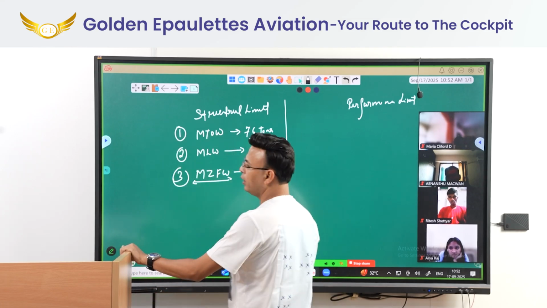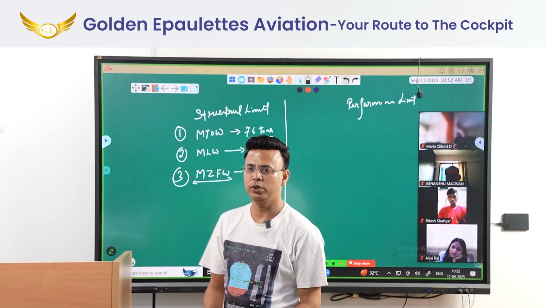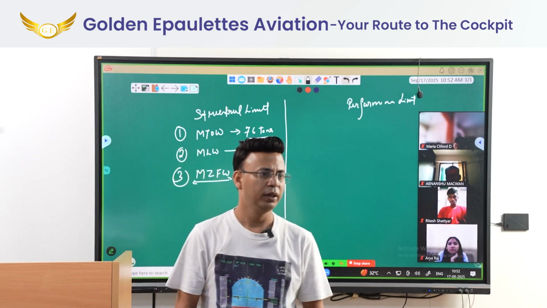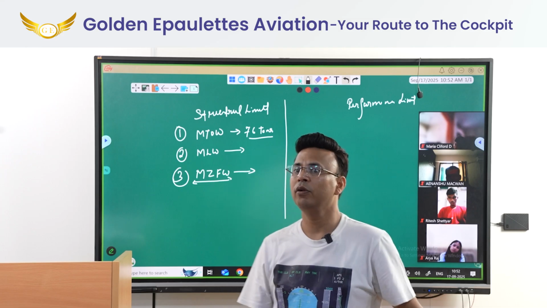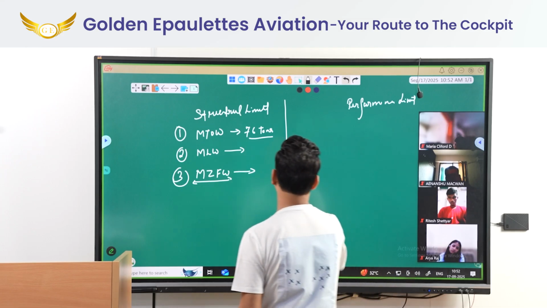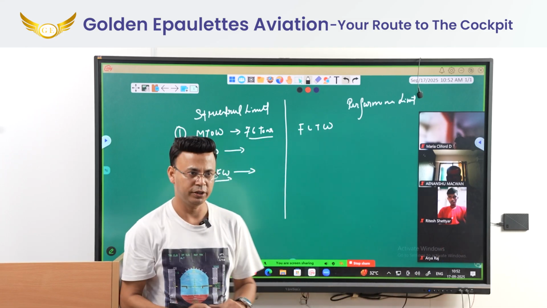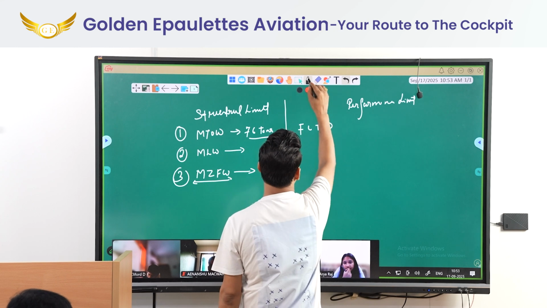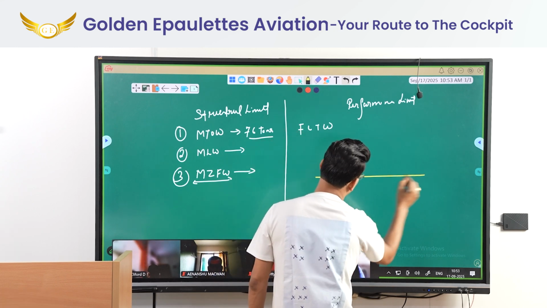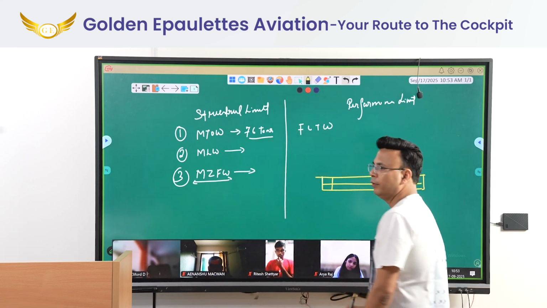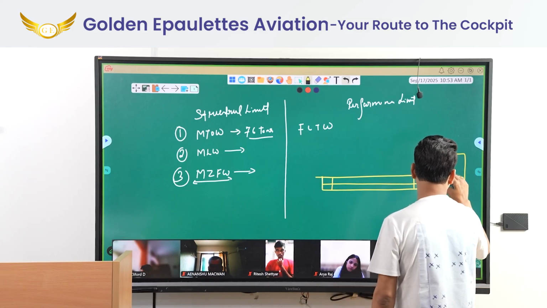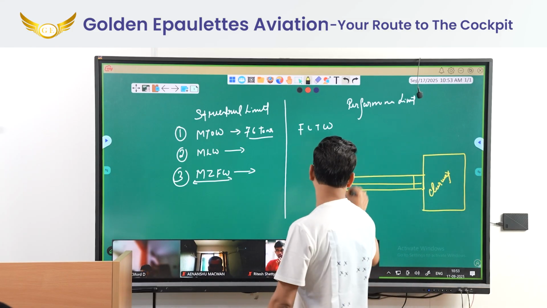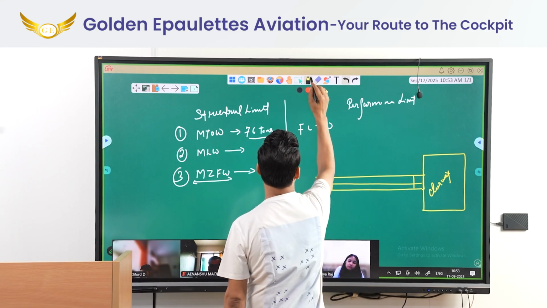Apart from that, other limits which are imposed on the weight of the aircraft are called performance limits. One is called field limiting takeoff weight. So now what is this? Be careful, okay? Let's say this is your runway. Have you heard about something called clearway? So there is a runway and your clearway.